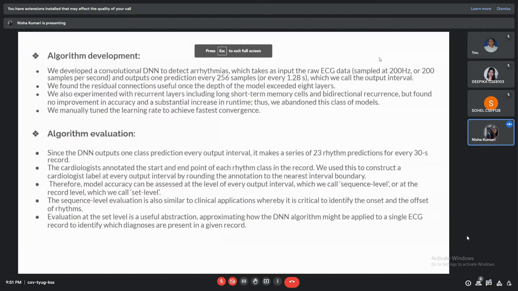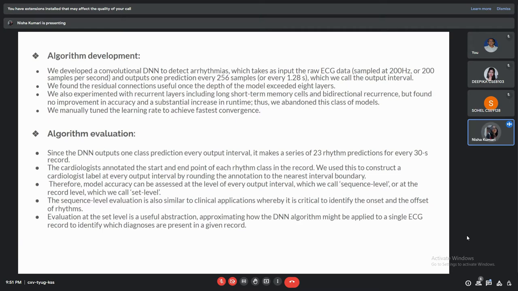Hello everyone, I'm Nisha. I'll talk about the algorithm development and algorithm evaluation. We developed a convolutional DNN to detect arrhythmias, which takes as input the raw ECG data, sampled at 200 Hz, and outputs one prediction every 256 samples, which we call the output interval. We found the residual connections useful once the depth of the model exceeded 8 layers.